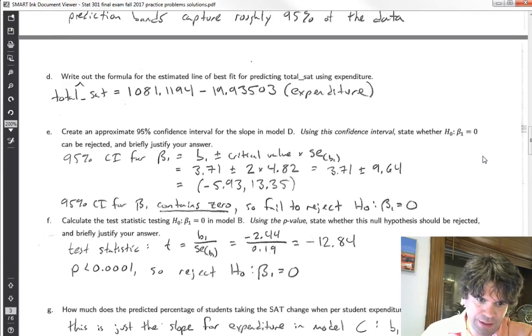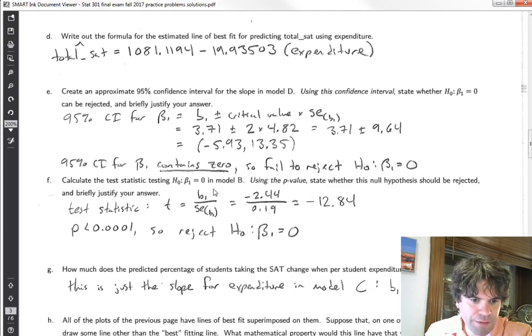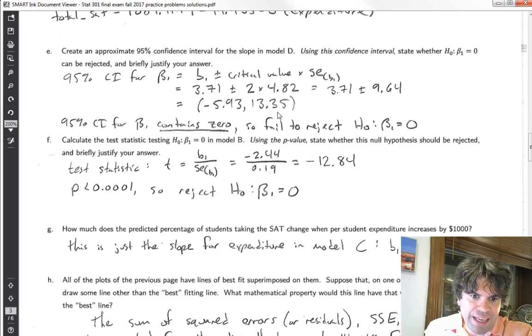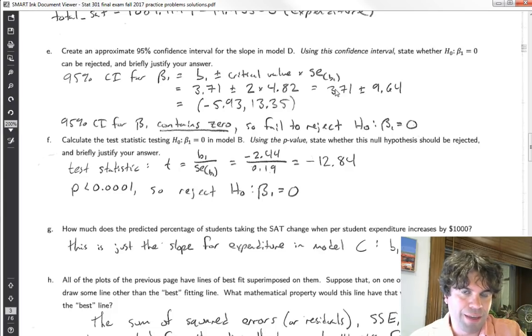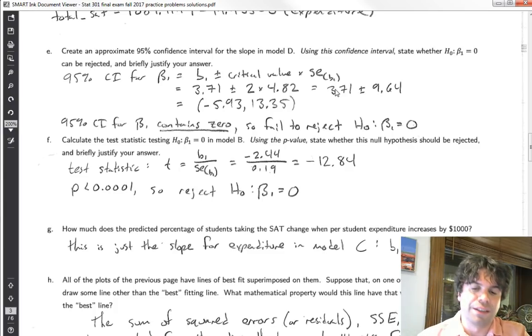And if you do that, you should get this, negative 5.93 to 13.35. If we're going to use a confidence interval to decide whether to reject or fail to reject a hypothesis test, we check to see if the hypothesized value is inside or outside the confidence interval. If the hypothesized value is inside the confidence interval, you fail to reject it. If the hypothesized value is outside the confidence interval, you reject it. In this case, the hypothesized value is 0. 0 is inside the interval, and so we fail to reject the null.